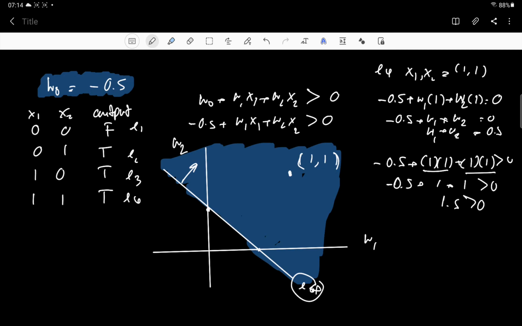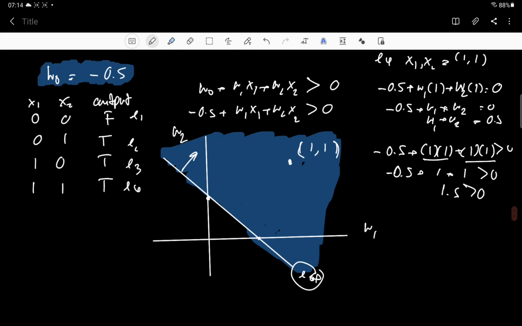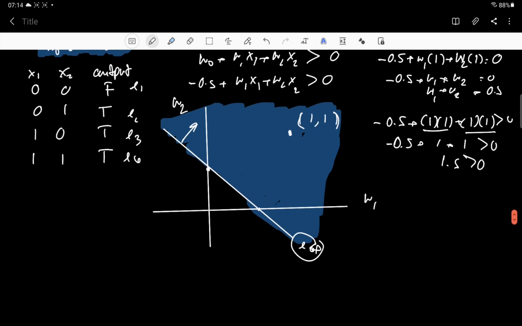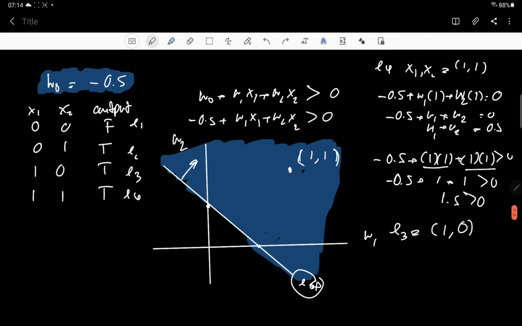So this one is E4, right? Now we go to E3. Oh, sorry, this one is E4. Now we go to E3. For E3, x1, x2 is 1 0. This part. So we will move to this one.